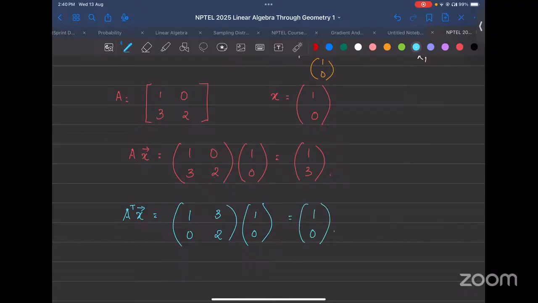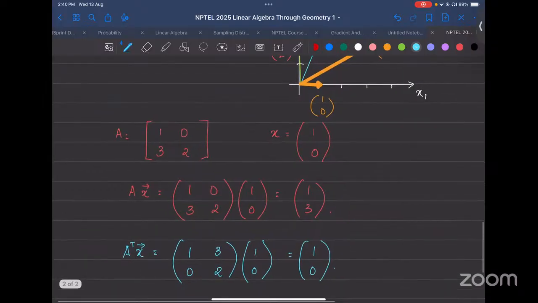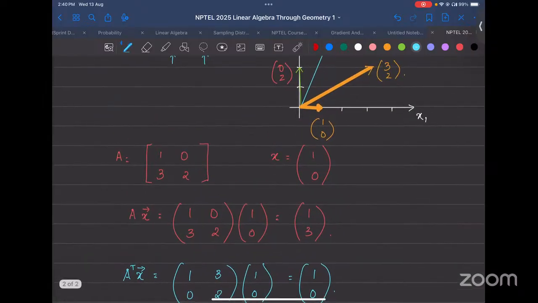So what we see is that the most important geometric operations that happen are typically scaling, rotations, and reflections. Okay, is that okay?